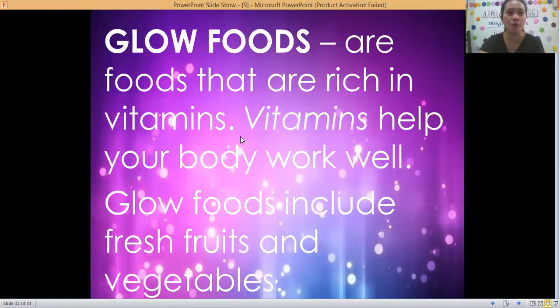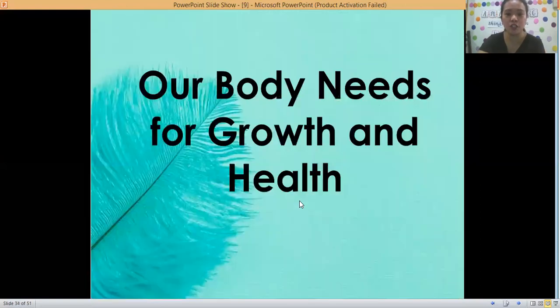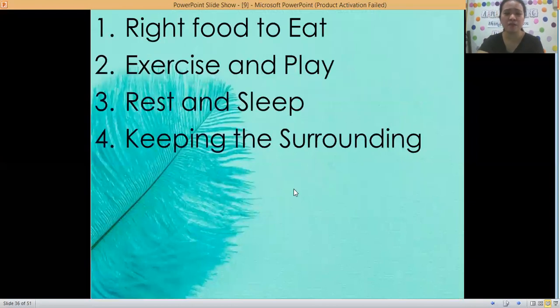Now the last one is Glow Foods. These are foods that are rich in vitamins. Vitamins help your body work well, and Glow Foods include fresh fruits and vegetables. So these are the Glow Foods.